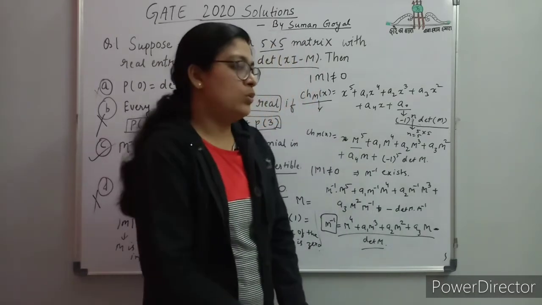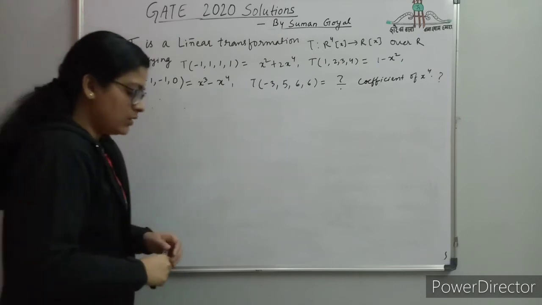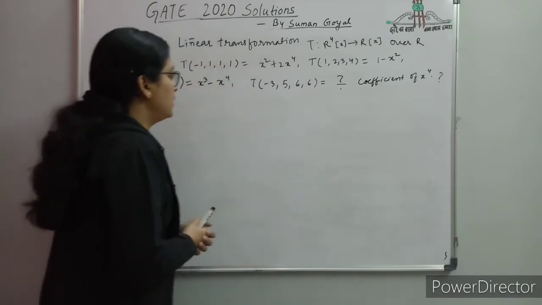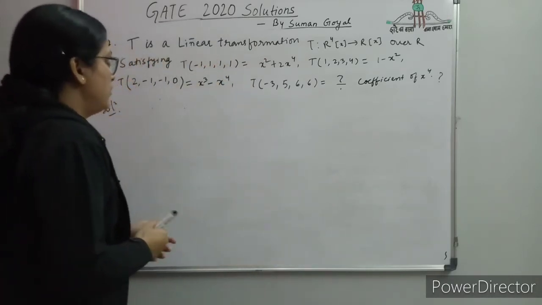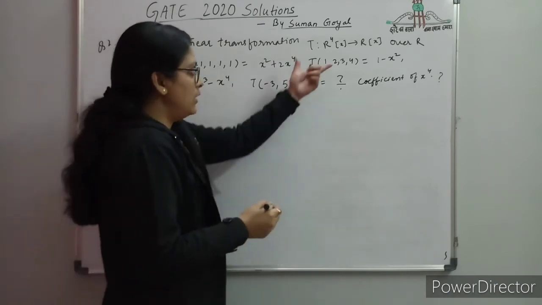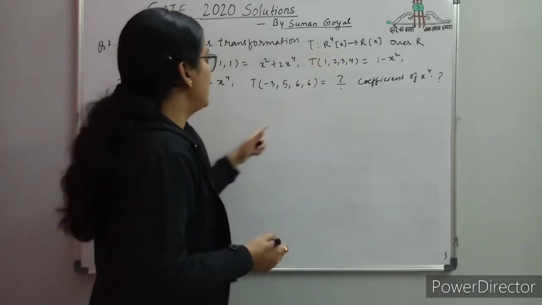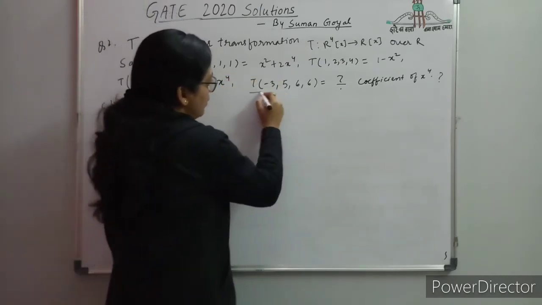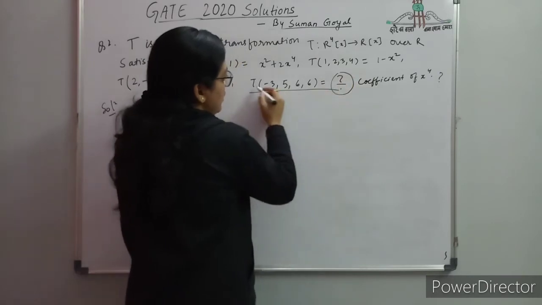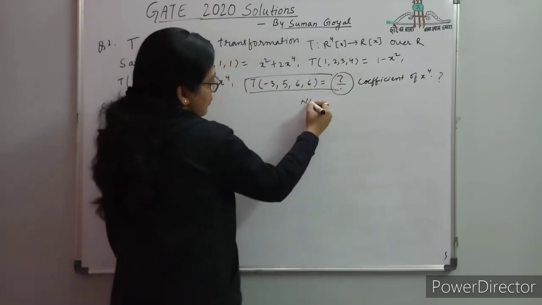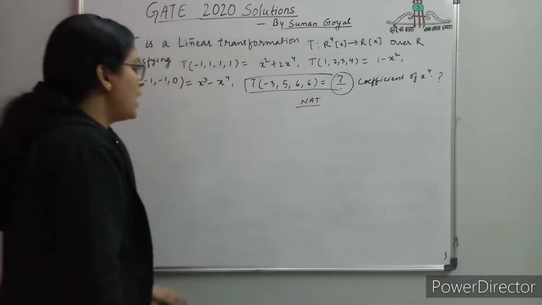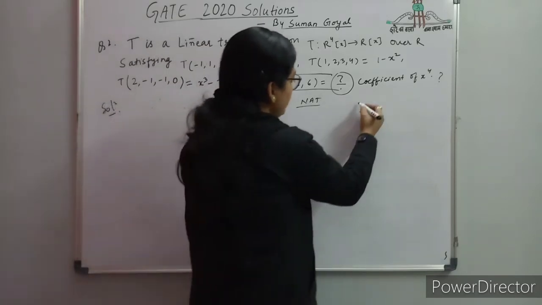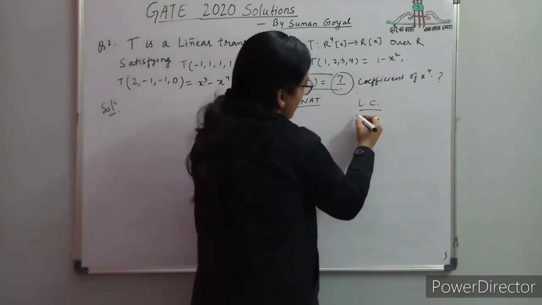Okay, now I will discuss one more question from algebra of linear transformation. In my previous lectures I have discussed the topic linear transformation, and I will recall some of the things here. See, a linear transformation is given from R4 to R[x] over R, satisfying these conditions, and then you have to find the coefficient of x to the power 4 in this transformation. It is a NAT type of question in GATE, numerical answer type, and for this you have to think about the linear combination and the property of linear transformation.